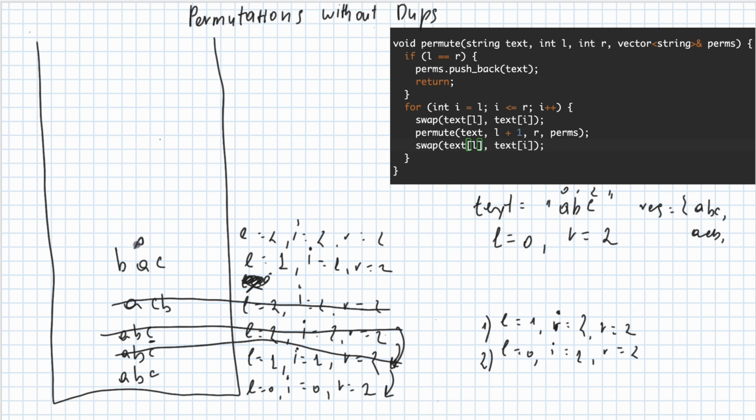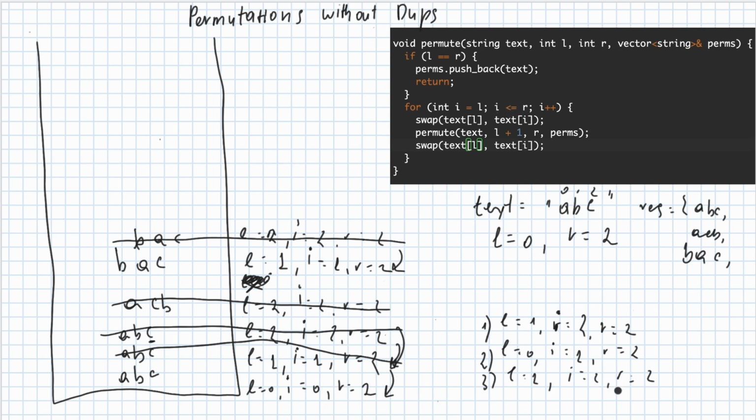I is equal to 2, R is equal to 2, and the passed text is BAC, and we see that L is equal to R, so we push this text to our result, so it will be BAC. And we return. We go one back down. And now we return from this recursive part, and we see that I is equal to 1. So what we do is we increment I, so it will be L1, I2, and R2.